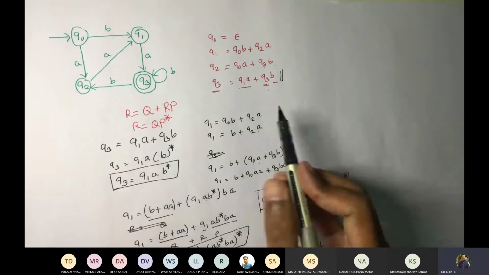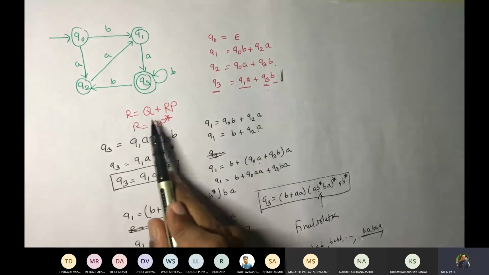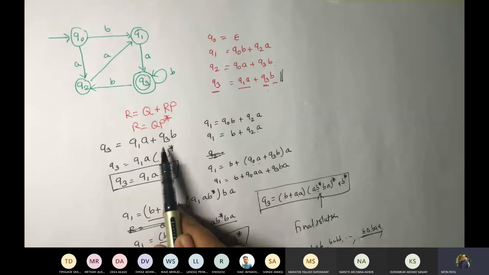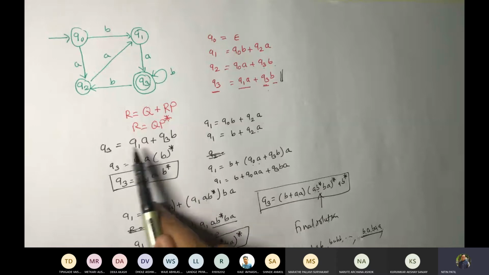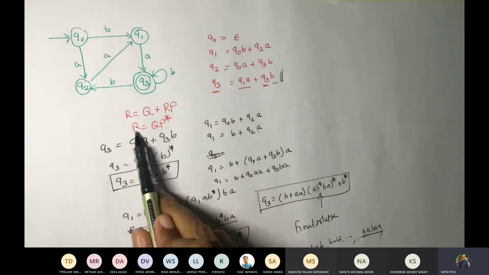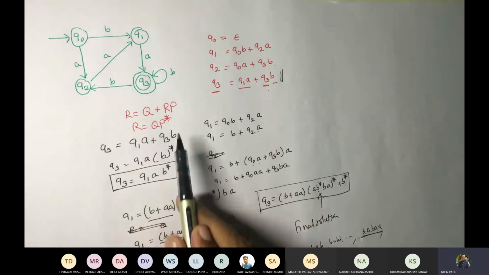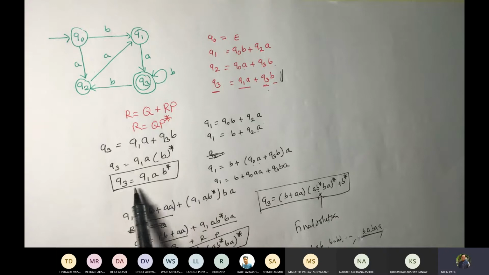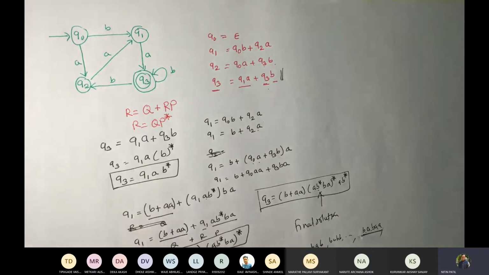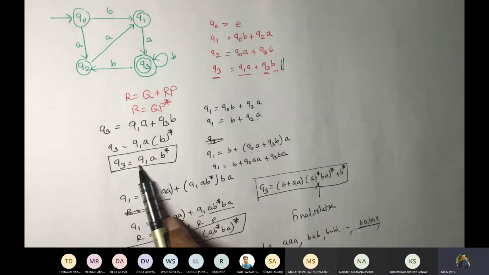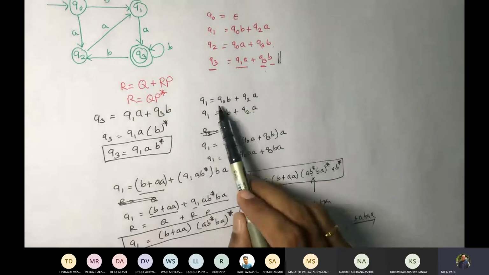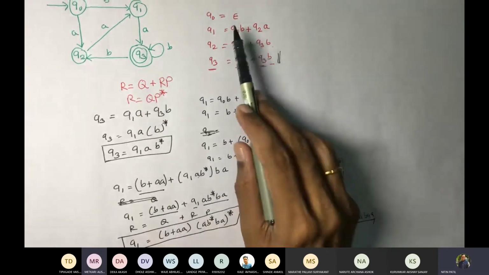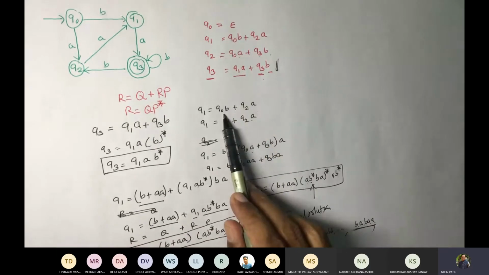So we got Q3 equal to Q1A plus Q3B, and we saw that this form of equation is matched here. So if I consider this to be Q, this to be R, and this to be P, Q3 is matching, so R is matching. So I can simplify that equation by writing R equal to QP star. So I wrote Q1A as it is, and I wrote B star. This is the equation for me for the state Q3. Okay, now as this requires Q1, I started solving Q1. So I got Q1 equal to Q0B plus Q2A. Now for us, Q0 is epsilon, so I will put epsilon over here.